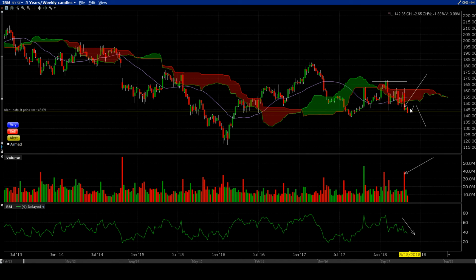Could be a pullback. Expect the pullback because of that support here, that monthly defined support, and add on once you pull back around that breakdown line. Cool, right? IBM, man, I'm so happy I put alerts. Might short you.